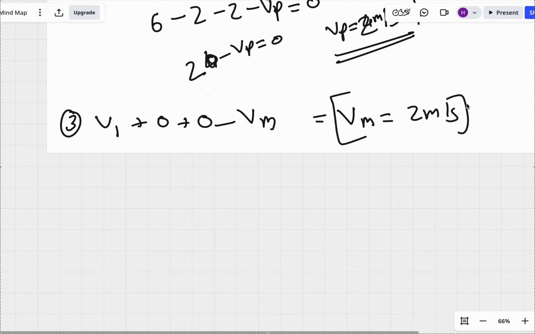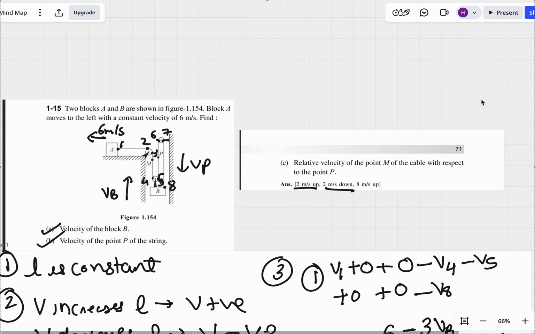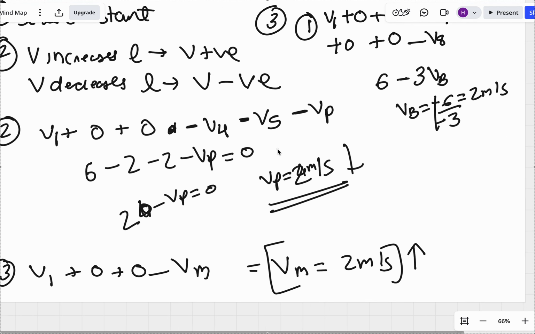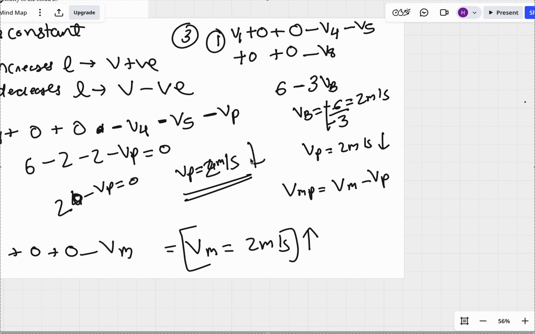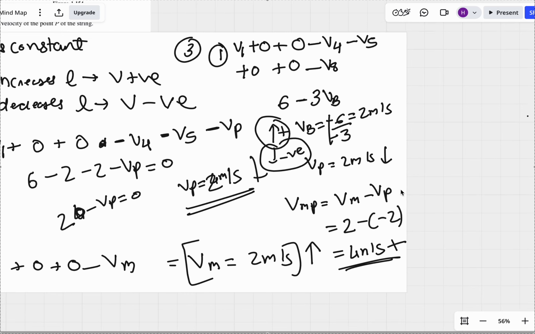So what is VM? VM is equal to 2 meters per second upwards, right? What is VP? VP is 2 meters per second downwards. So what is VMP? VMP is equal to VM minus VP. Now we are assuming that upward direction is positive and downward direction is negative. We have to assume. So positive y-axis I generally take as positive, negative y-axis as negative. So that is VM. This is minus of minus 2, because we are assuming down is negative, which is 4 meters per second, which is positive direction.